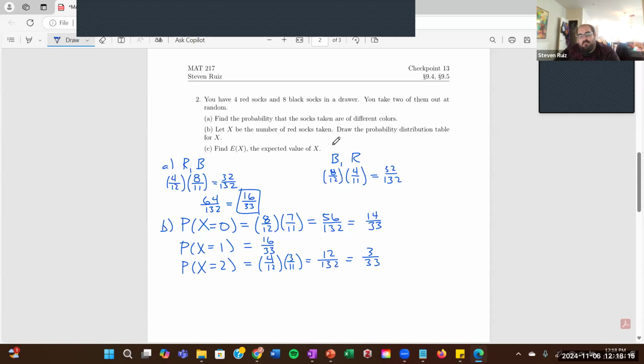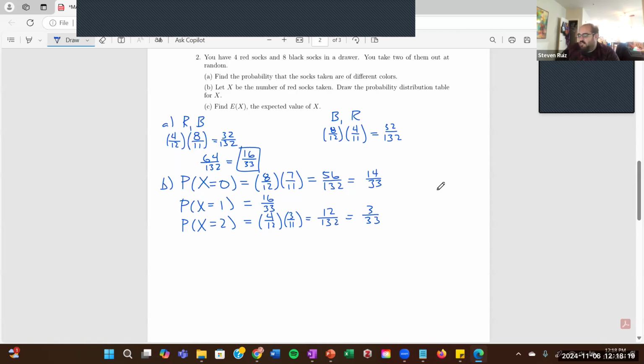I always like to do when I'm doing a probability check or a probability distribution is I want to make sure that the sum of all my individual components adds up to 1. So I have 14 plus 16 plus 3. That's 33 out of 33. So this is a good probability distribution. So now that I've done that, I can probably reduce. I'm going to go ahead and avoid it.